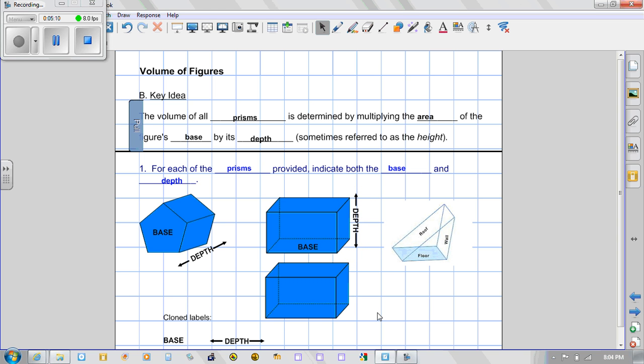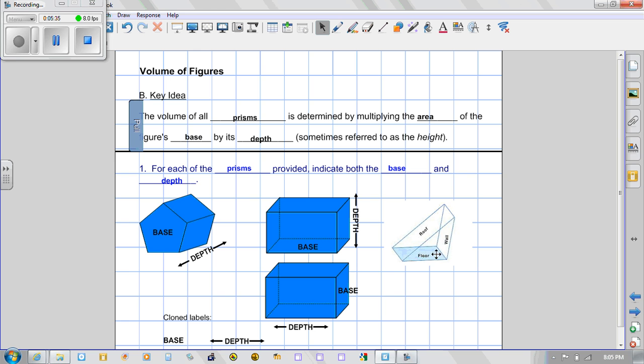On the other hand, we could look at filling this rectangular prism in a different manner. We could refer to the side, either one, as being the base, and thus the depth would be this length here. Okay?